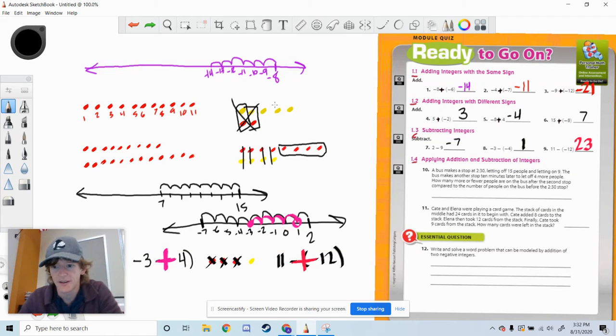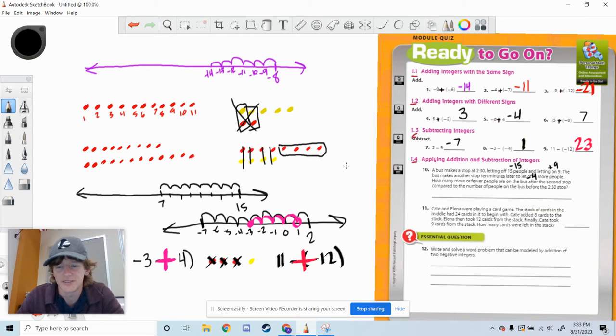Number 10, a bus makes a stop at 2:30, letting off 15 people. So they're getting off, let's think minus 15, and letting on 9. The bus makes another stop 10 minutes later to let off 4 more people. How many more or fewer people are on the bus after the second stop compared to the number of people on the bus before the 2:30 stop?